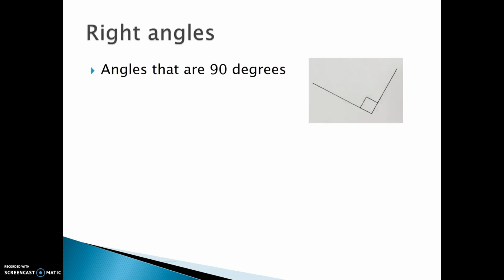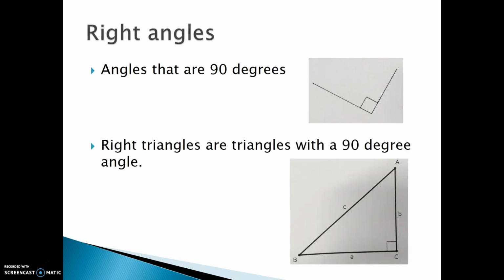All right, I think you all know what right angles are, but just by way of reminder, right angles are angles that are 90 degrees. Right triangles are triangles with a 90 degree or right angle. So here we've got a right angle right here. We're very familiar with right angles, aren't we?